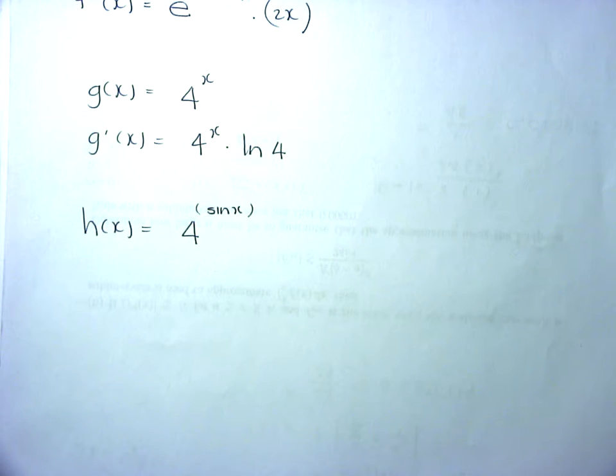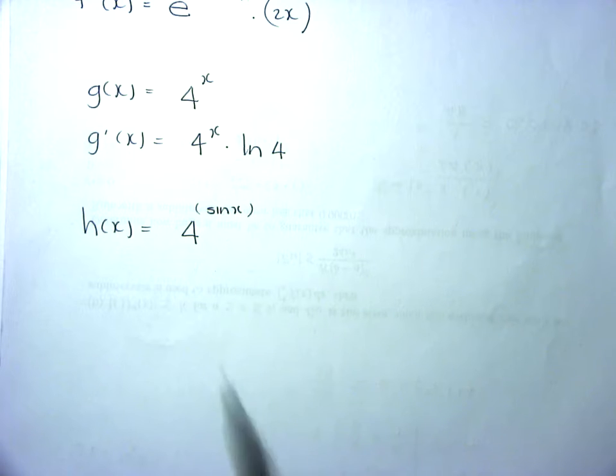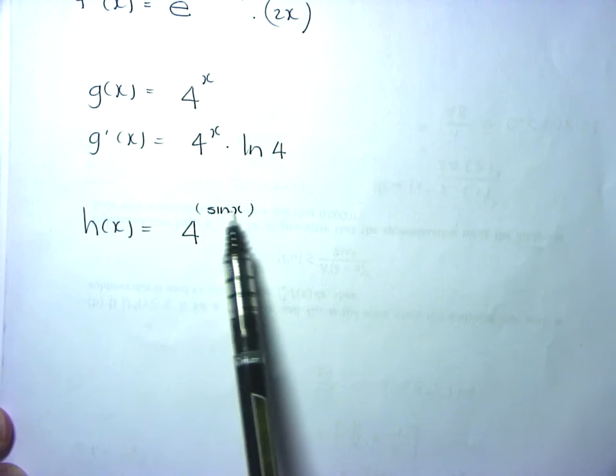Is this still an exponential function? What do you think? By the way that we categorize these, is this still an exponential function? It is, because my variable x shows up in the exponent and in the exponent only. So yes, this qualifies as an exponential function. However, it is composite. The outside function here is 4 raised to some power, right? So the outside function is 4 raised to the power x, or 4 raised to some power. The inside function is sine of x.